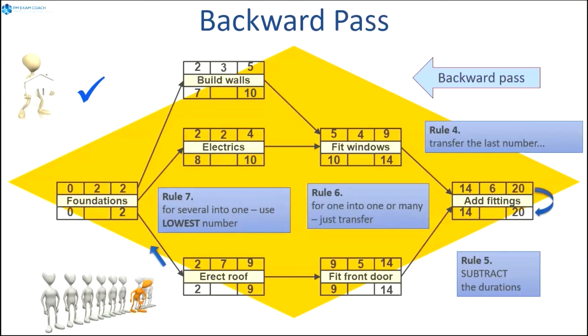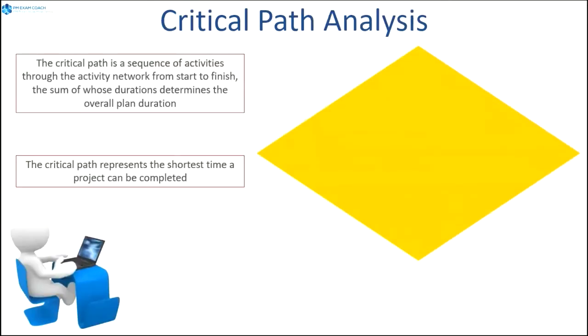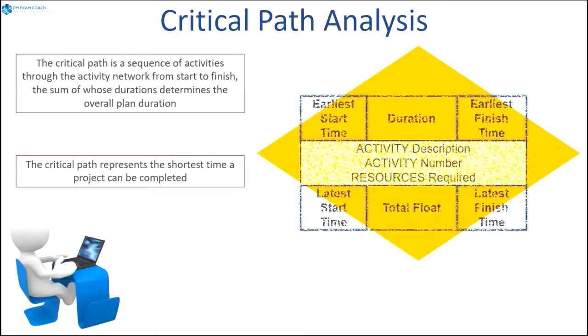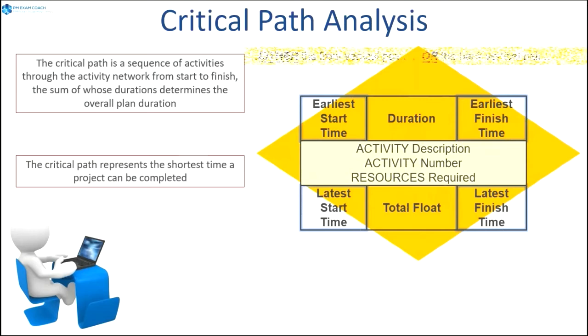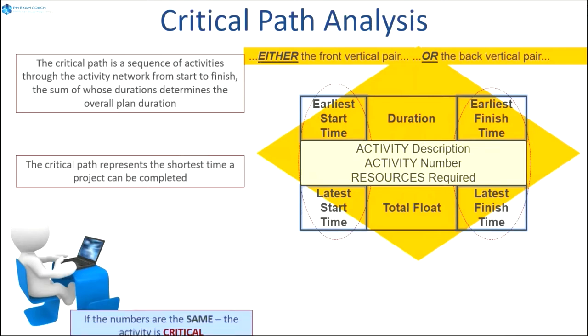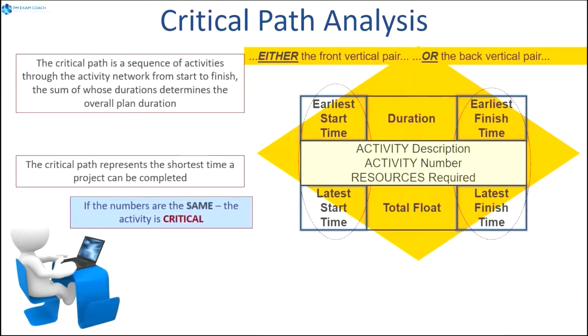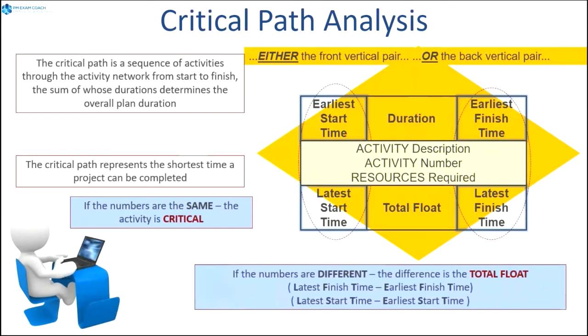All right, I hope you found that helpful. Critical path analysis is a sequence of activities through the network from start to finish. They use these activity nodes to represent the different data elements within it. And the critical path represents the shortest time that the project can be completed. Again, focus for your exam either on the front vertical pair or the back vertical pair. Because on a critical path activity, there should be no difference between those numbers. If the numbers are the same, the activity is critical. Now, if the numbers are different, the difference is the total float.